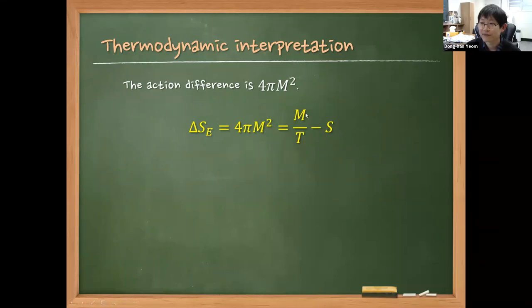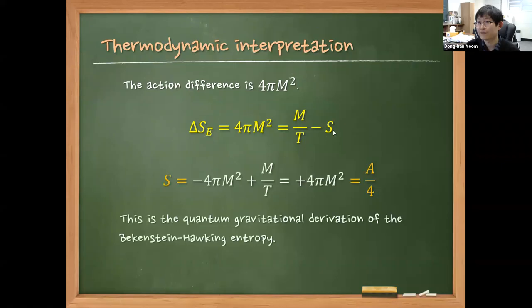So m minus st divided by t. So m over t minus s. So this 4 pi m squared is not entropy itself, but m over t minus s. And you know, m is m and t is 8 pi m. Therefore, you can check that s is minus 4 pi m squared plus m over t. And m over t is 8 pi m squared. And therefore, s is 4 pi m squared, which is a over 4.